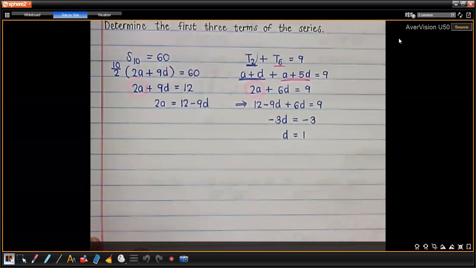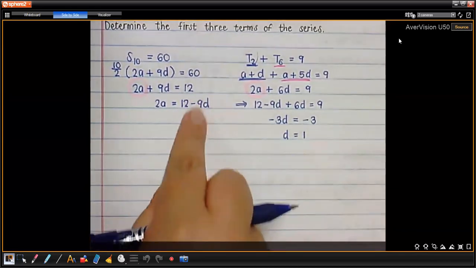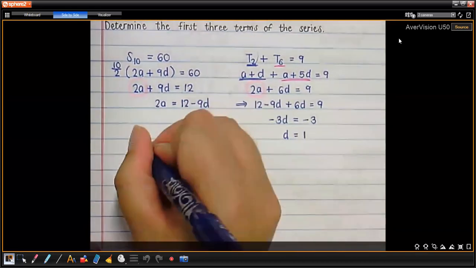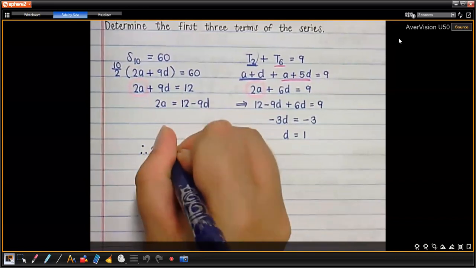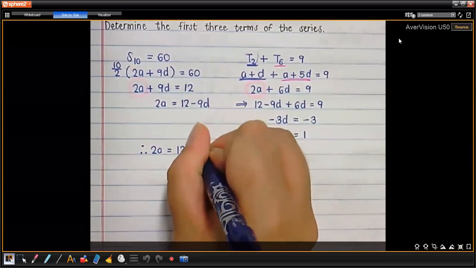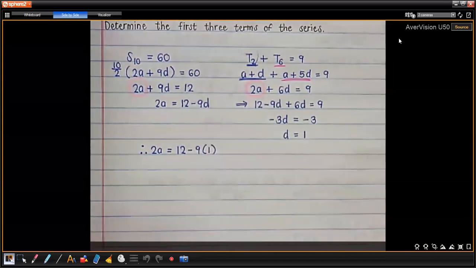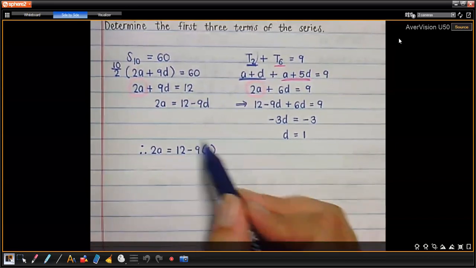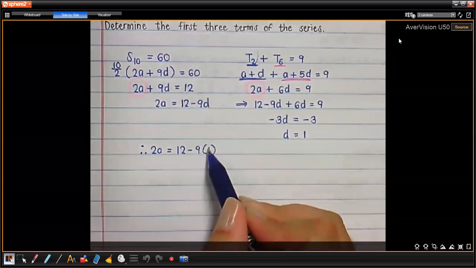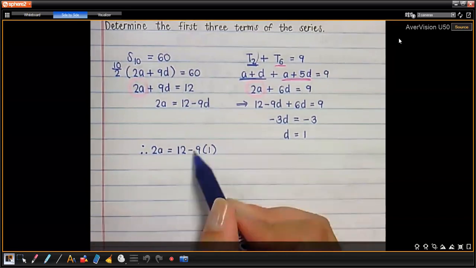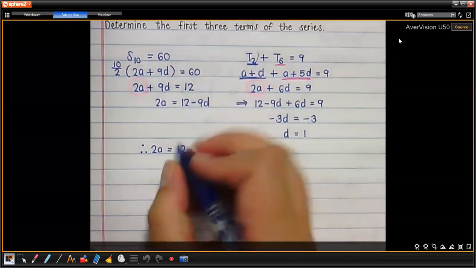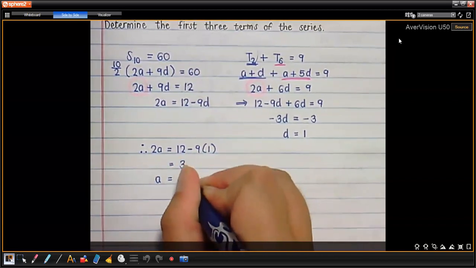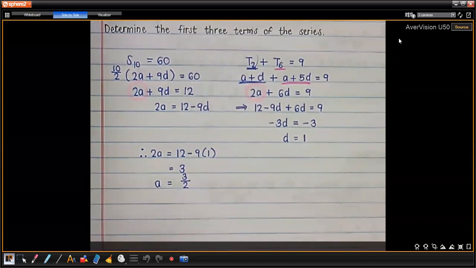Okay, so now that we have d equals 1, we're going to sub it in there. That's going to give us 2a, then we must just divide by 2, right? So then we can say that 2a is 12 minus 9 times 1. But you don't actually have to show that. I'm just showing you where I'm getting it from. And 12 minus 9 is 3, right? So 2a here is 3. So a is 3 over 2, 1.5.